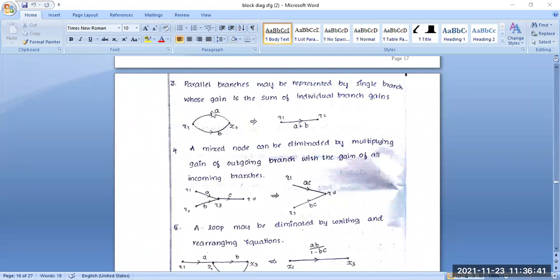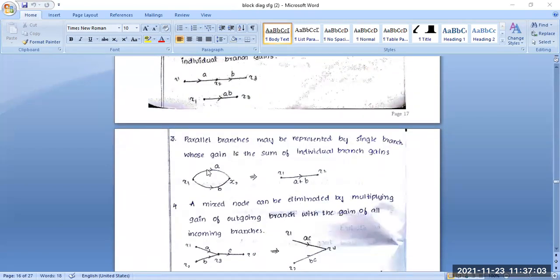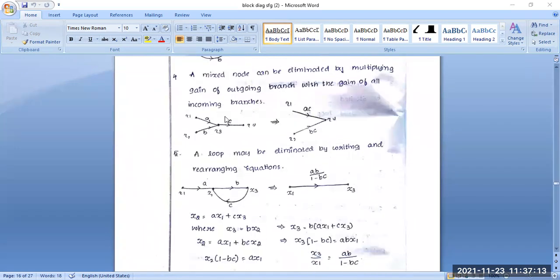This is called the parallel branch. In this diagram we have to calculate the parallel branch, and it is equal to a plus b. When a parallel branch is coming, the logic is sum, and when it is a series connection, it is product. So please remember these things. We accommodate this parallel branch in this pattern: x1, gain is a plus b, output is x2.